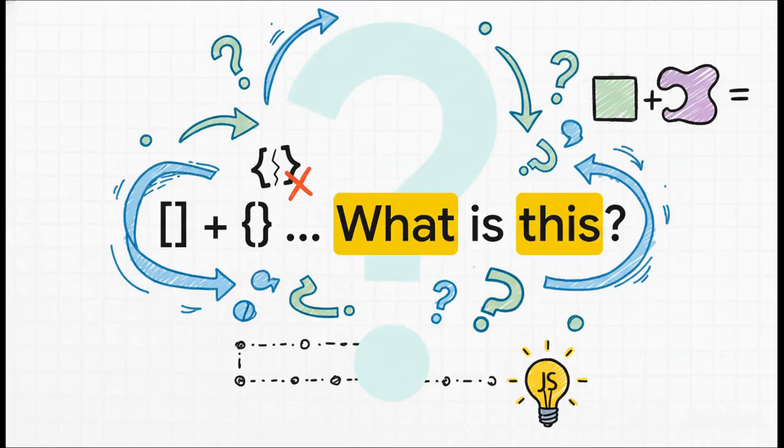So take a look at this. An empty array plus an empty object. What in the world do you think that equals? In a lot of other languages, this would just be an error. Game over. But in JavaScript, this is a totally valid, if a little weird, piece of code. And it has a logical answer. By the end of this, you'll know exactly what that answer is and, more importantly, why.